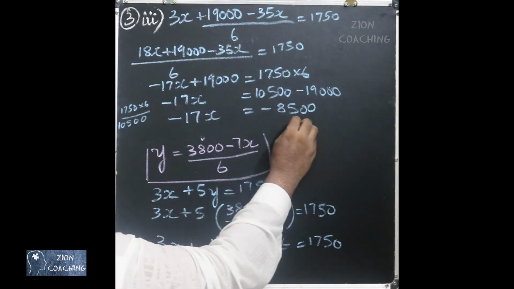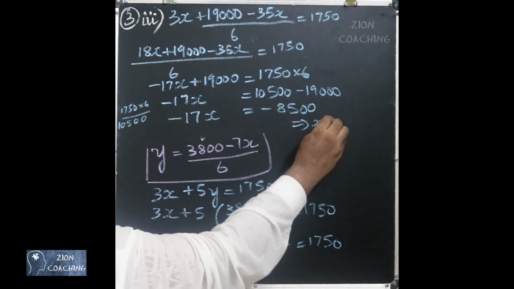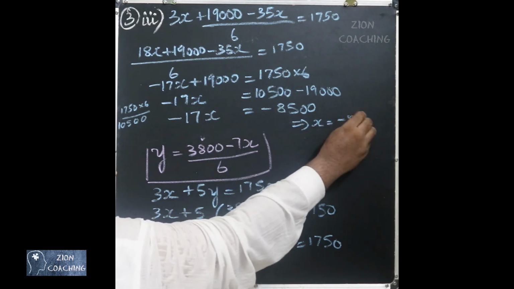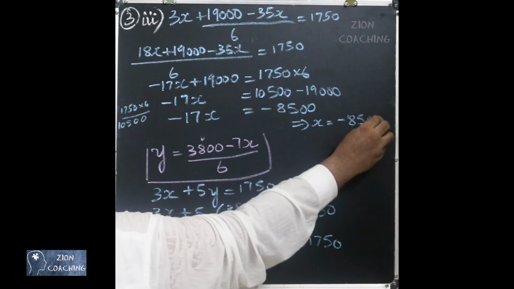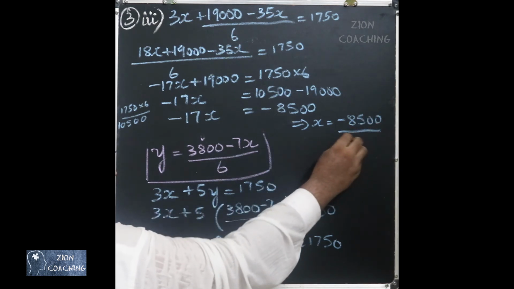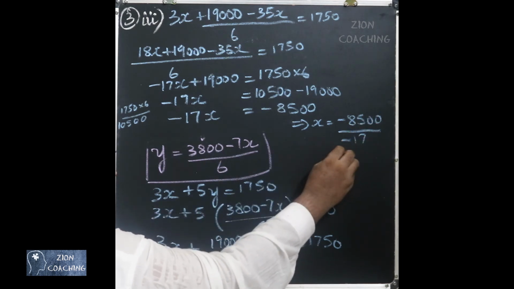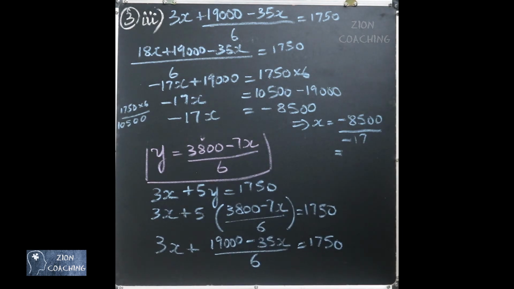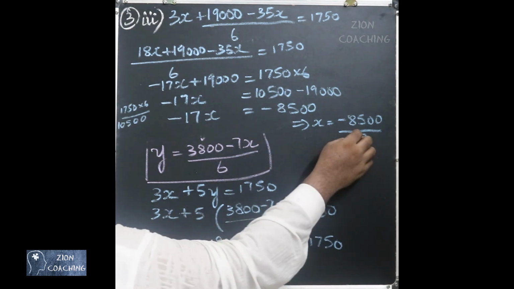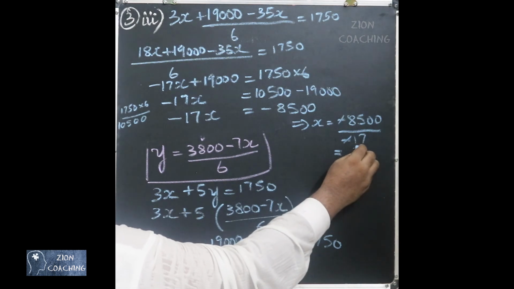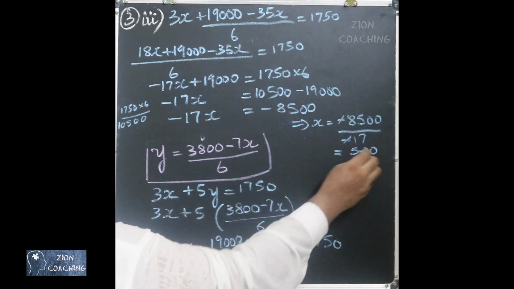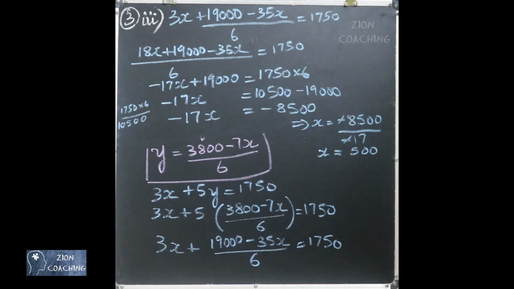That implies your x value is going to be minus 8,500 divided by minus 17. You know that 17 into 5 is 85. Minus and minus will get cancelled. So it is 500. We have found our x value to be 500.